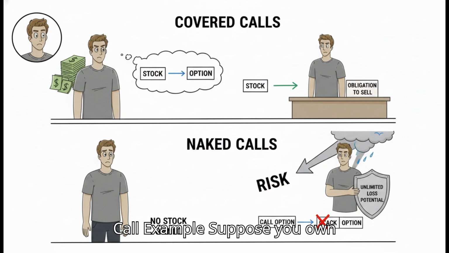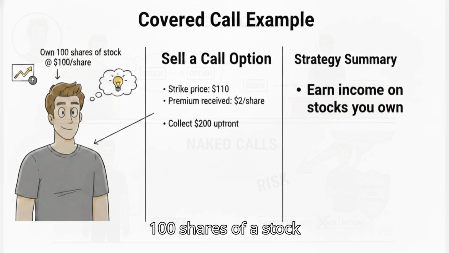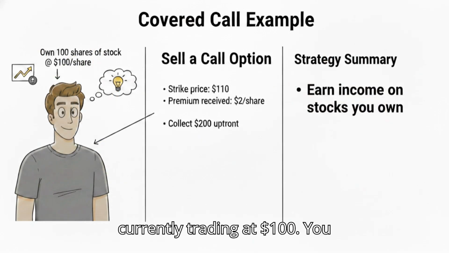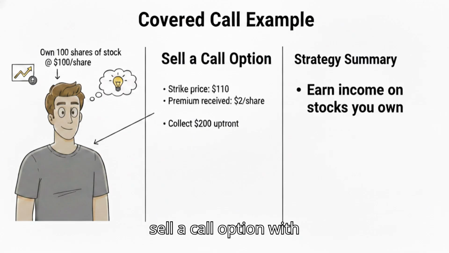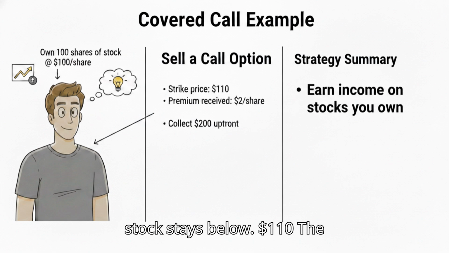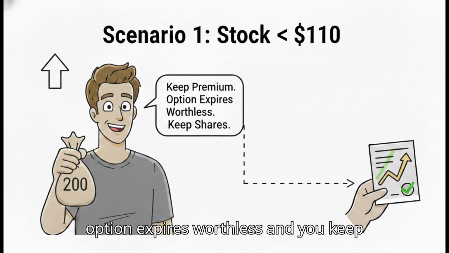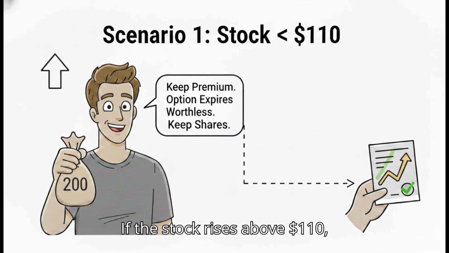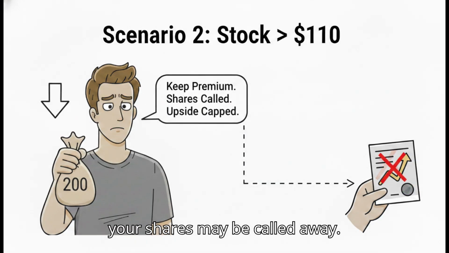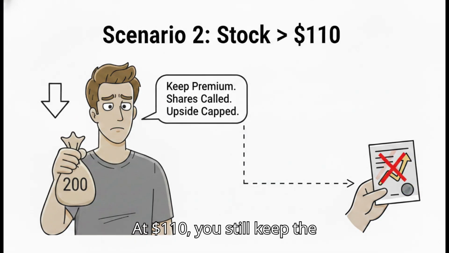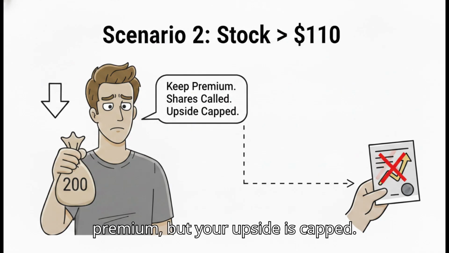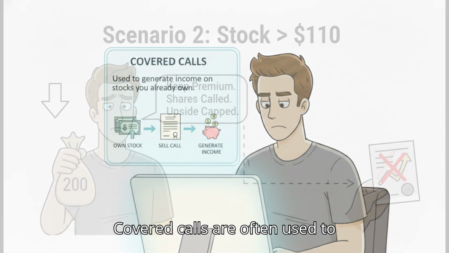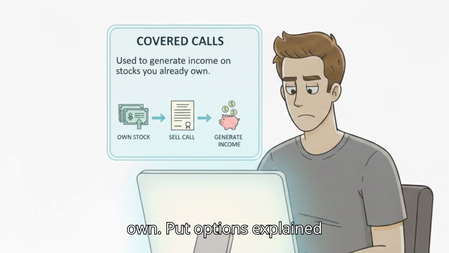Covered call example. Suppose you own 100 shares of a stock currently trading at $100. You sell a call option with strike price $110, premium received $2 per share. You collect $200 up front. If the stock stays below $110, the option expires worthless, and you keep both the shares and the premium. If the stock rises above $110, your shares may be called away at $110. You still keep the premium, but your upside is capped. Covered calls are often used to generate income on stocks you already own.